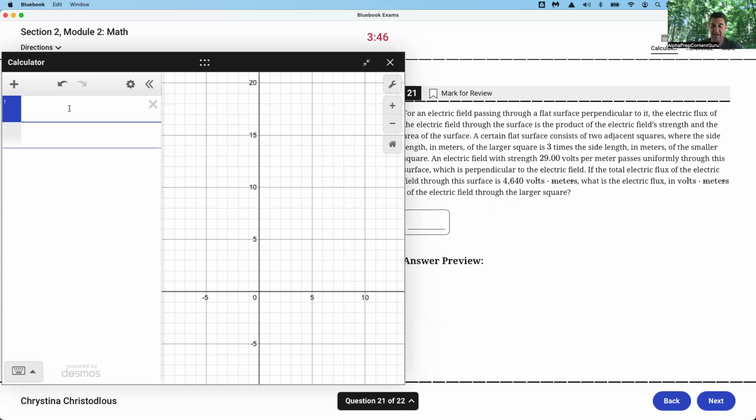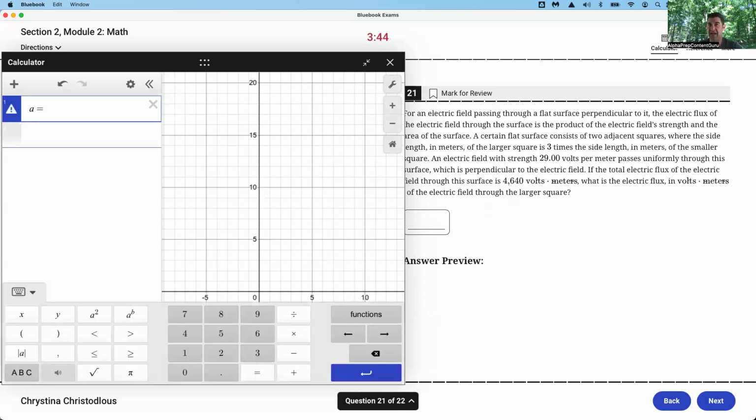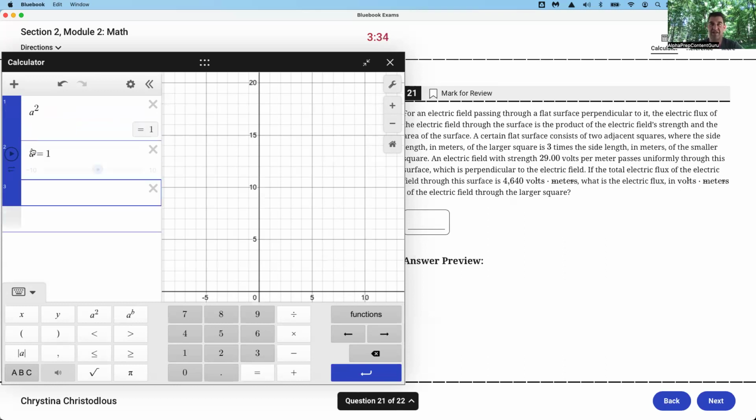Interesting. So let's say the side length of the smaller square is A. Then A squared is the area of the smaller square. I'll let A be a slider for right now and figure it out later. Then I have a larger square where the side is 3A. So the area of the larger square is (3A) squared.